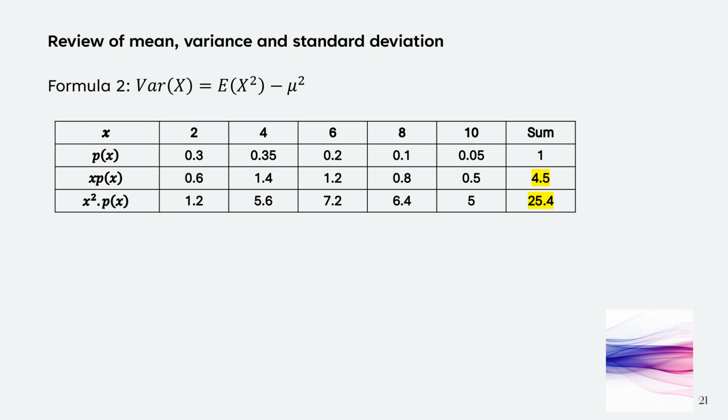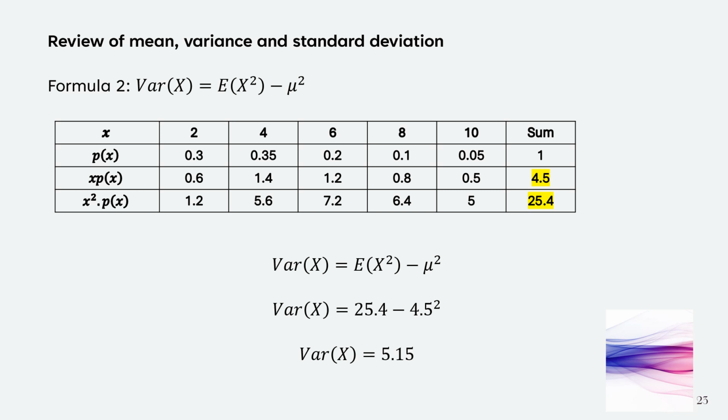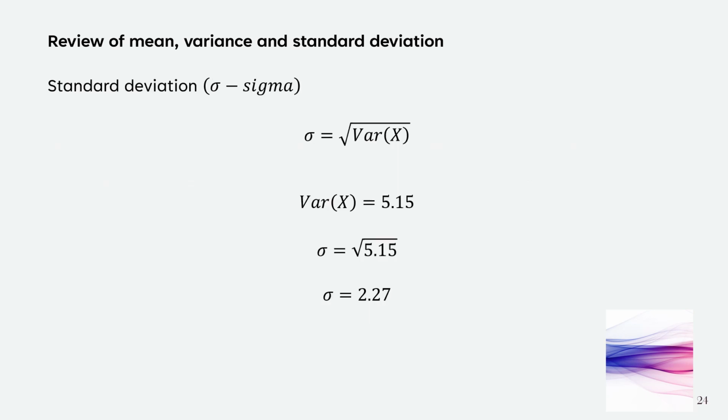That gets you 25.4. And then our formula is the sum of the x squared, so that 25.4, minus the mean squared. So it's the sum of the x squareds minus the mean squared. So 25.4 minus 4.5 squared, which is 5.15. So notice you get the same answer. And that's what we should get. It doesn't matter which formula we use. To do the standard deviation, it's simply sigma, it's the square root of the variance. So the square root of 5.15 is 2.27.